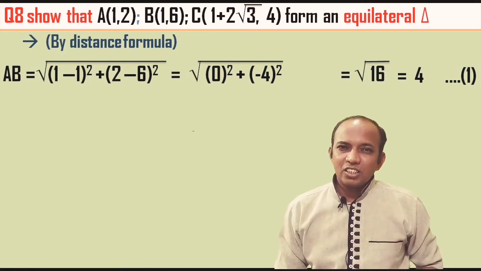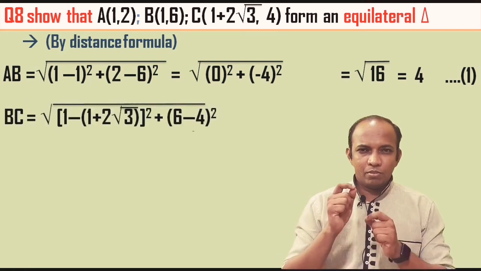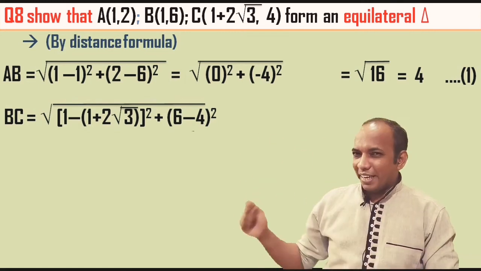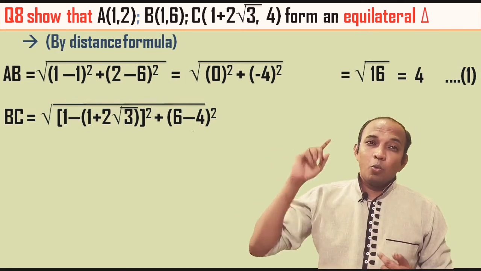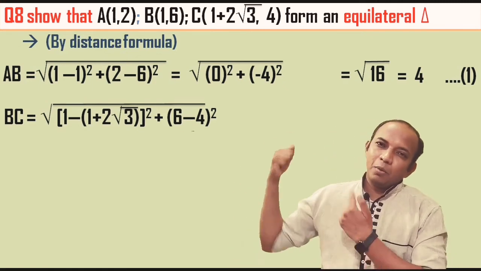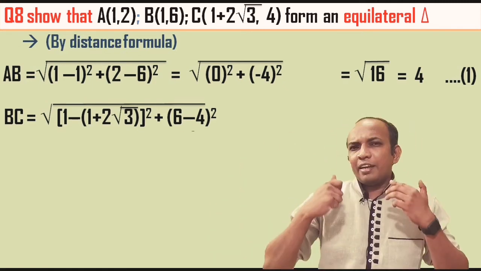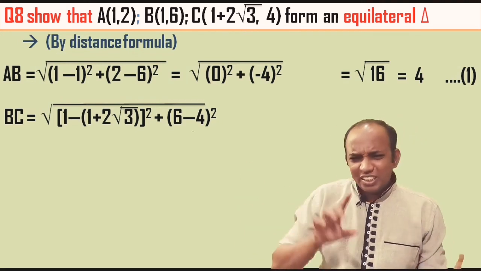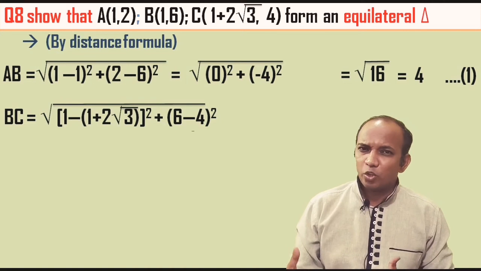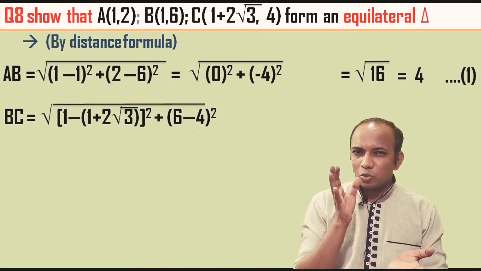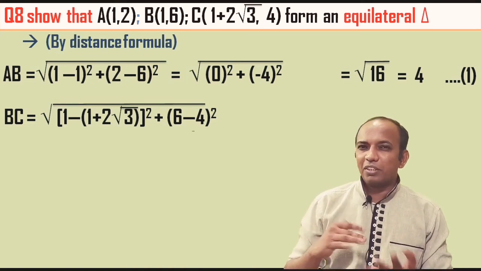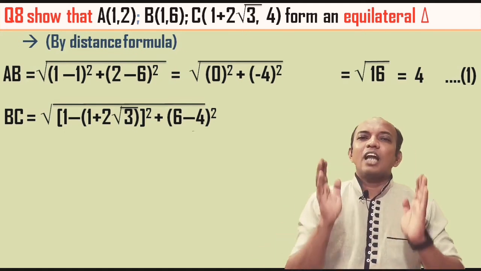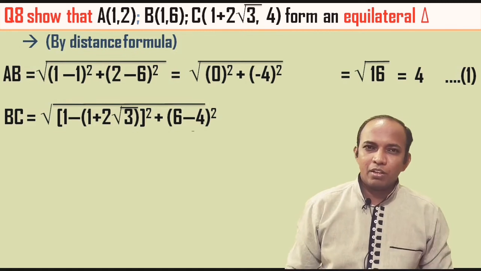Now let's find the distance of side BC. The moment you substitute the values, we get 1 minus in bracket 1 plus 2 root 3, the bracket closed, and the bracket square. Then as a second term, from the y coordinate we get 6 minus 4 the whole square. 6 minus 4 the whole square is the easier one to calculate. We get the answer 2 after subtraction, and then 2 square remains 4.